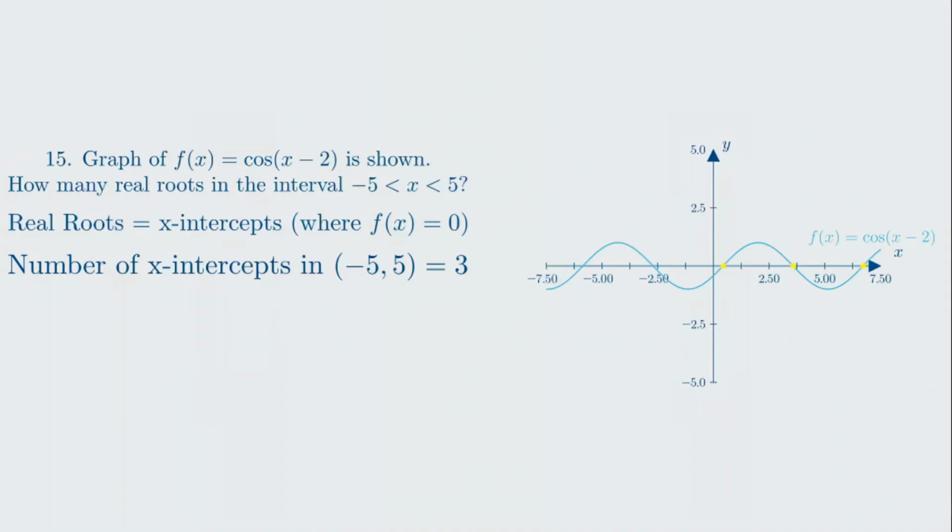A common mistake is to misinterpret roots, or to accidentally count intersections outside the specified interval. Always make sure to look only at the relevant section of the graph as defined by the inequalities.